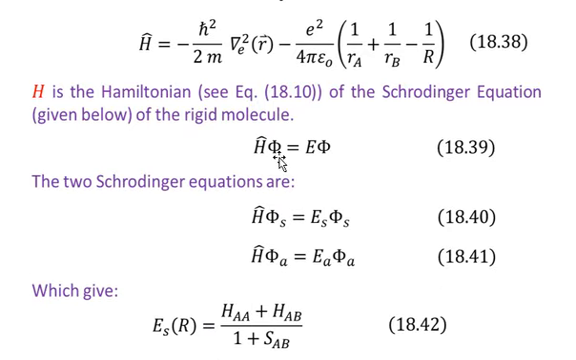So since this wave function phi has two possibilities, that it could be a symmetric function or it could be an antisymmetric function, I have written two Schrödinger wave equations, given in equation numbers 40 and 41, with the corresponding eigenvalues as Es and Ea. And the symmetric wave function is phi s and the antisymmetric wave function is phi a, which we have already defined earlier.